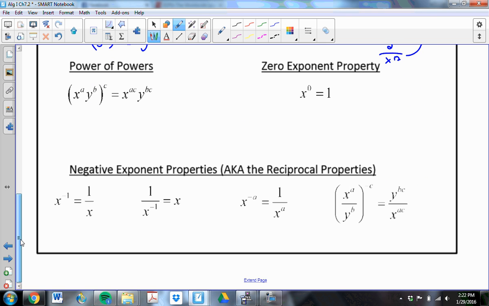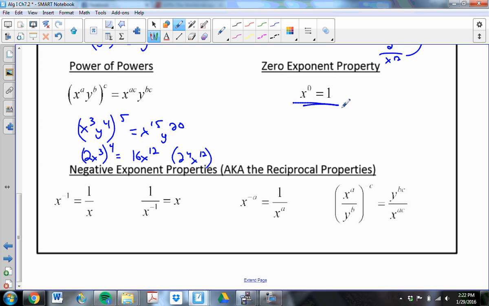All this stuff should be reviewed. This last bottom stuff is what causes the problem. An example here, if I have x to the third and y to the fourth, this is all to the fifth, that becomes x to the 15th, y to the 20th. Be really careful if there's a number in there, though. 2x to the third, all to the fourth, becomes 16x to the 12th, because I did 2 to the fourth and then x to the 12th.